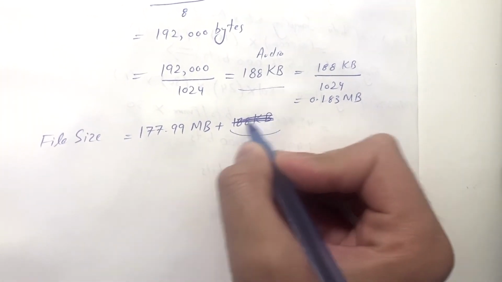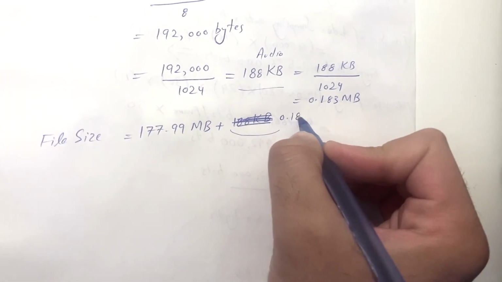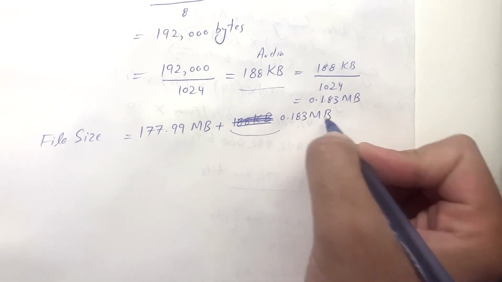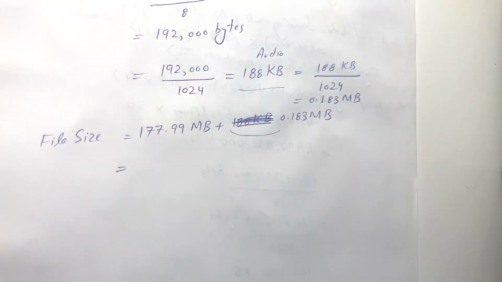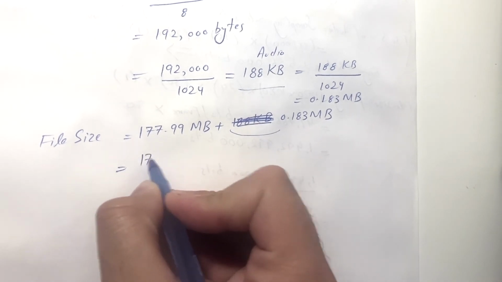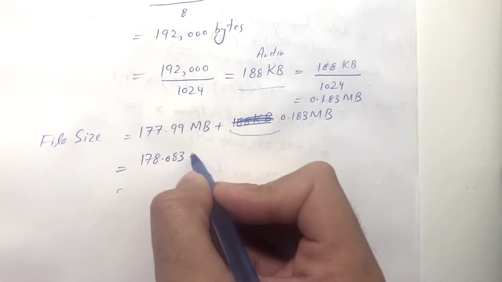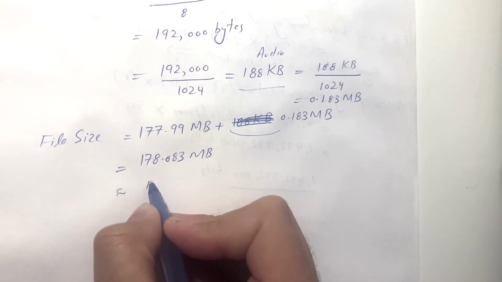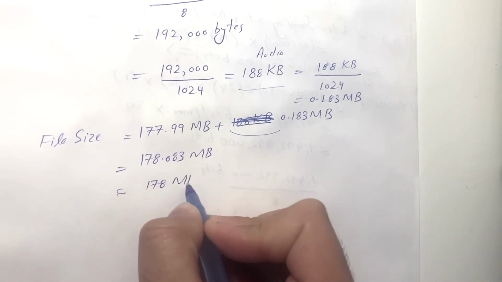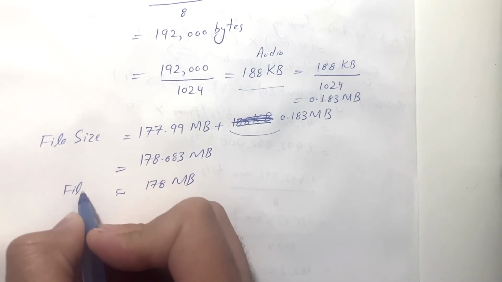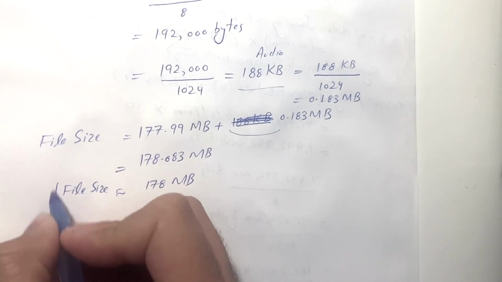So let me put this value here, 0.183 MB. If you add it together with 177.9, to be exact, it is 178.083 MB. So approximately you can say it is 178 MB file size for 1 second of the video with that specification.